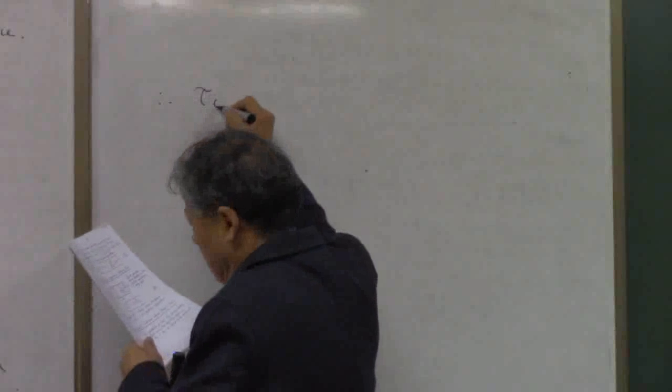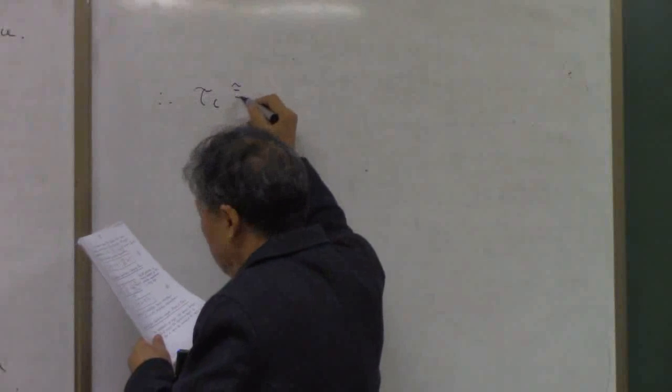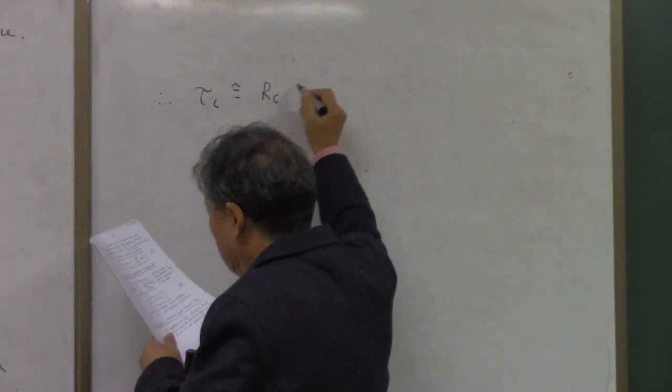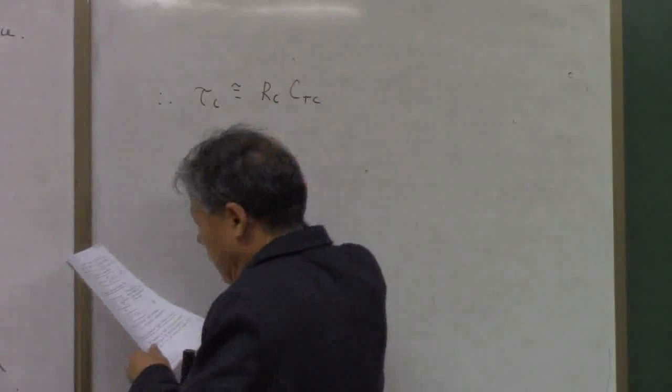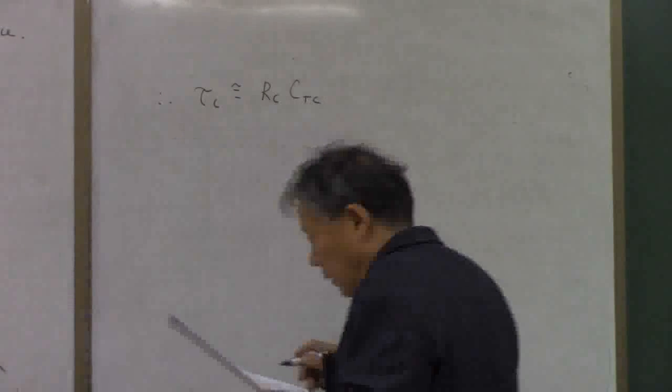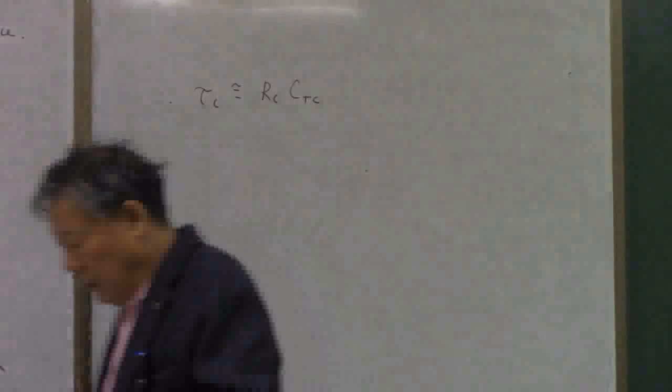And the transit time is R_C C_C. It's simply an RC delay, since time is the unit we get when we multiply the resistance and the capacitance.